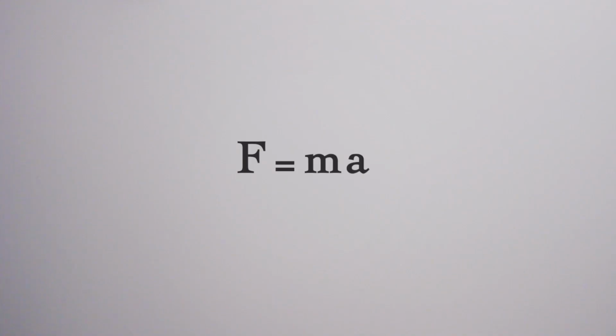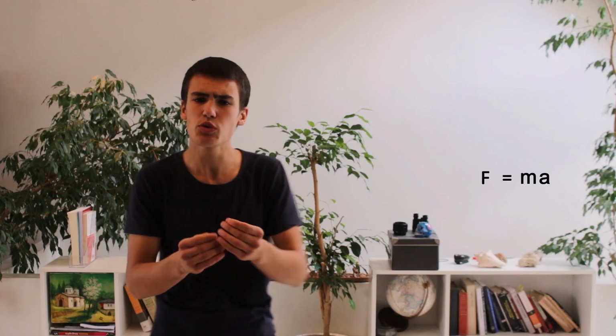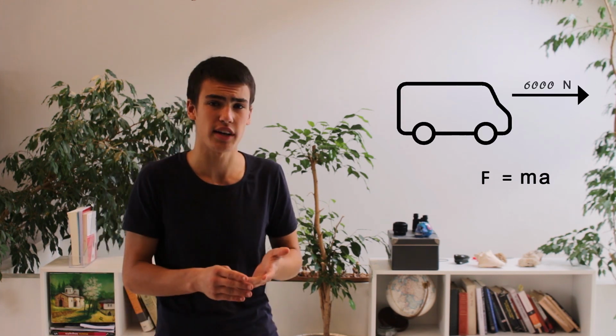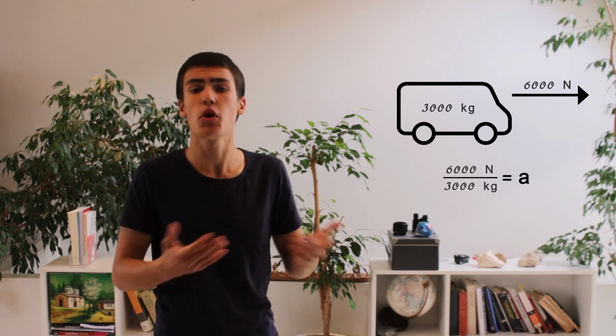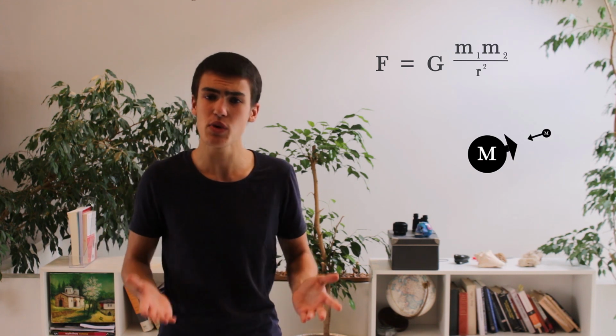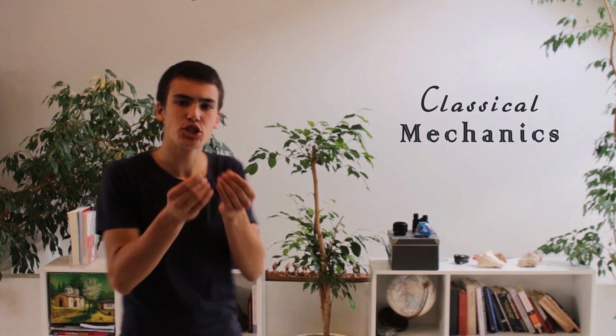The relationship between force, mass, and acceleration is described by Newton's second law of motion. This way of thinking of mass is incredibly useful. If we know the force on an object and its mass, we know its acceleration. And if we know the masses of two objects, we can calculate the gravitational attraction between them. This is called classical mechanics, and it treats mass as an intrinsic property or a defining feature of matter.